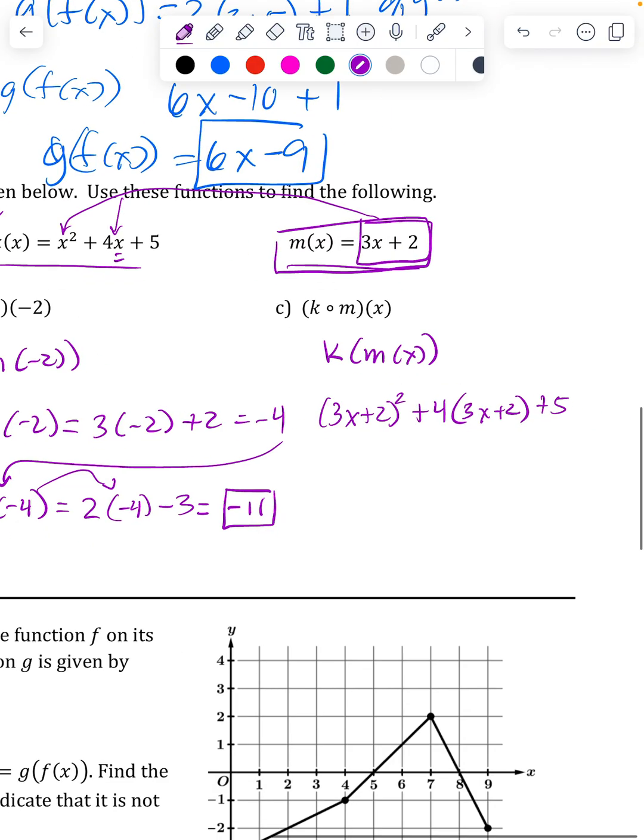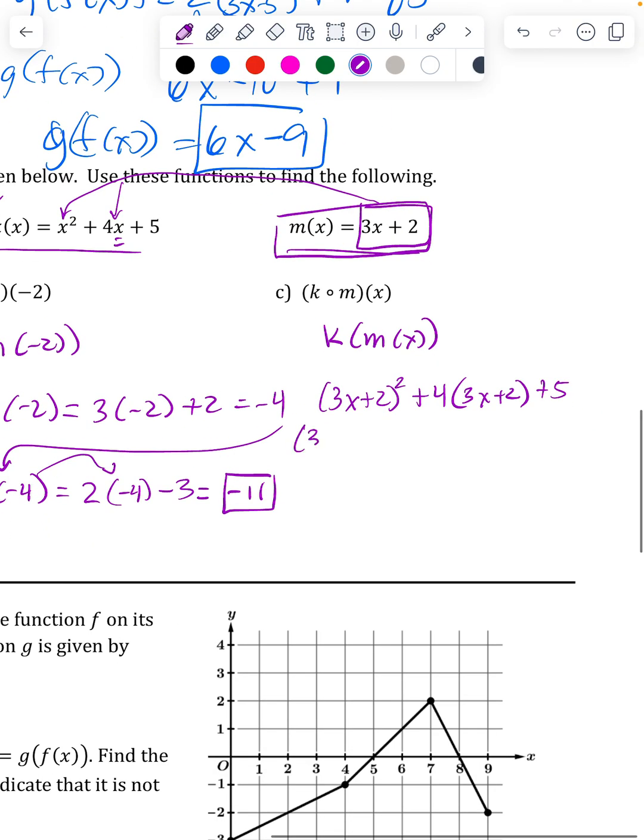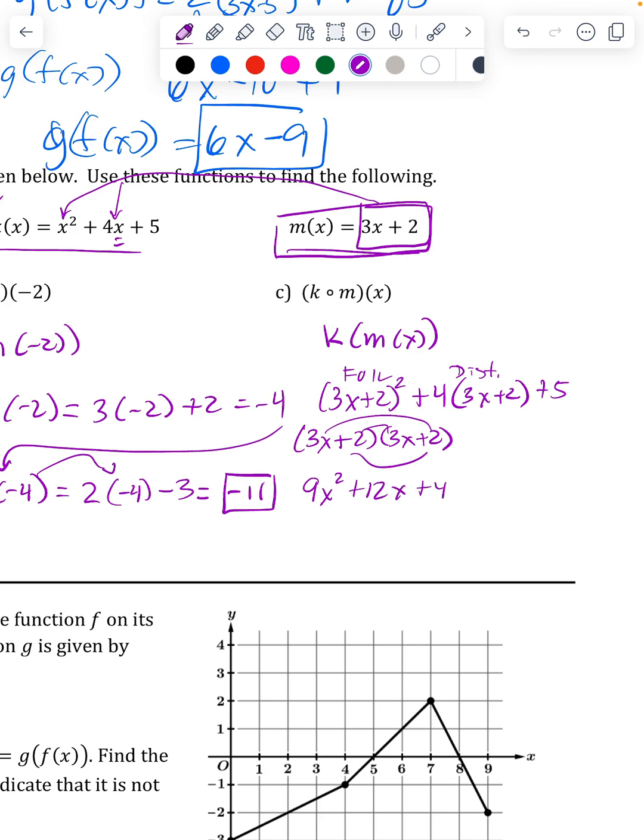So we actually have to FOIL this first one out, because keep in mind that this is the same as 3x plus 2 times itself, and this will absolutely happen to us. So I'm going to have to FOIL here, distribute the 4 here, and then ultimately combine like terms. So if I FOIL this first part, 9x squared, both the outside and the inside will be a plus 6x, so that'll turn into plus 12x. These guys are a plus 4.